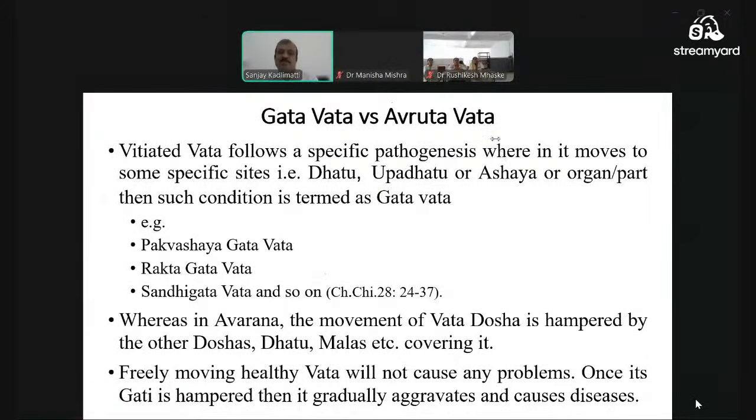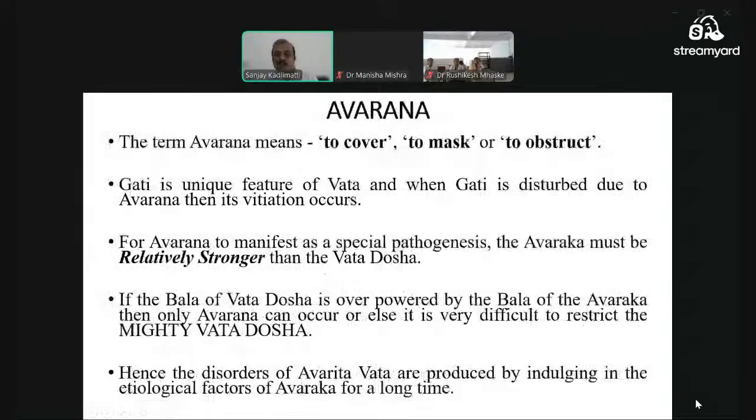Further, if you look into the next shloka, that is Avarana. Next slide, that is where we come to know the Avarana. The name is very easy: cover, mask, or to obstruct. Even it's a Kannada word, Avarana. Gati is a unique feature of Vayu. When gati is disturbed, then Vata vitiation occurs in the form of Avarana. Now, for Avarana to manifest as a special pathogenesis, this is very important. Listen carefully. For an Avarana to happen inside the body as a special pathogenesis, the Avaraka must be relatively stronger than the Vata dosha.